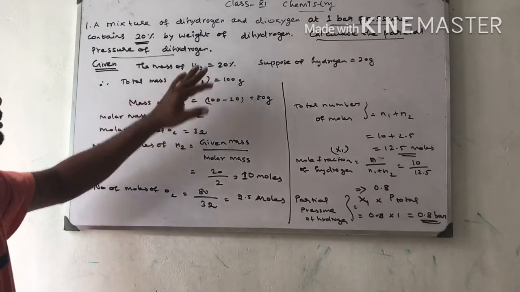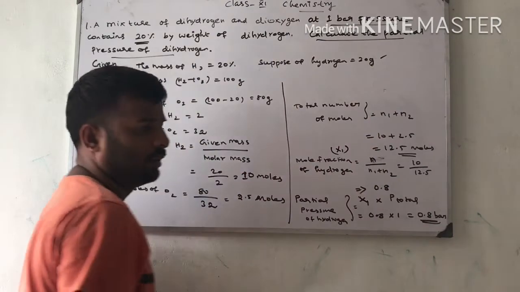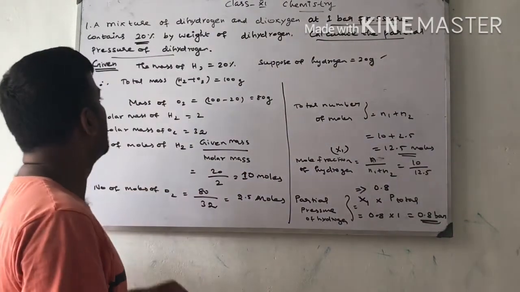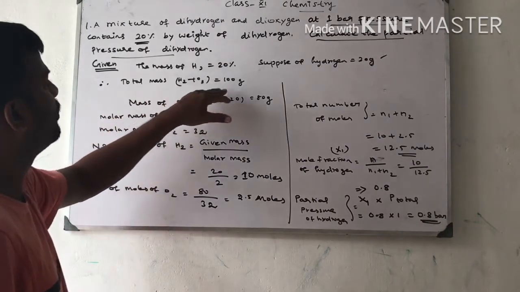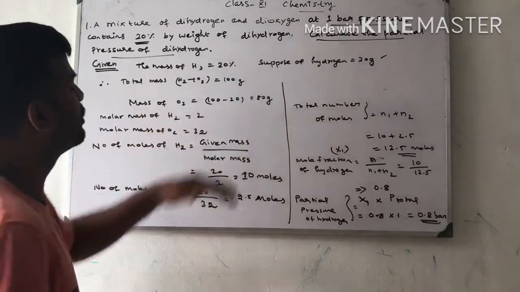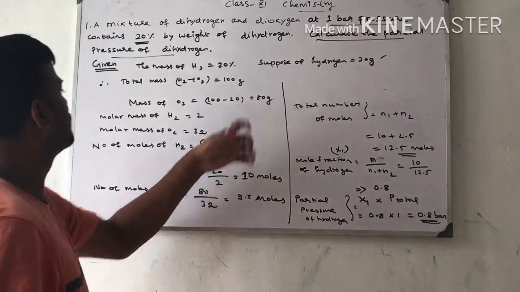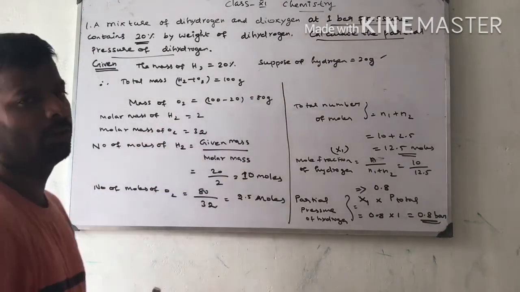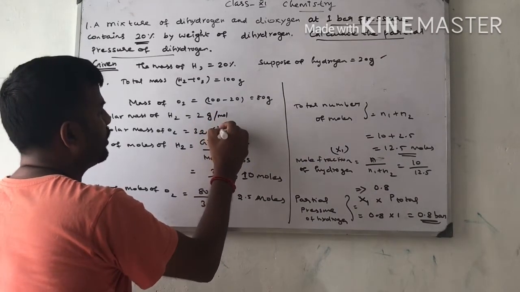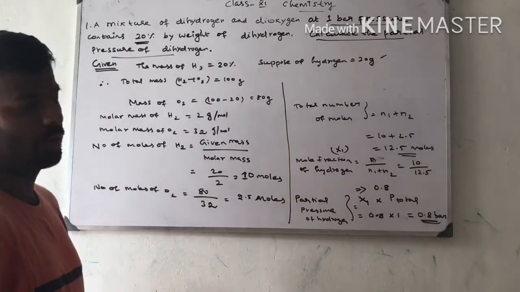Given the mass of hydrogen is 20%. Suppose hydrogen is equal to 20 gram, because 20% means out of 100, 20 grams. Here total mass is hydrogen plus oxygen, equal to 100 gram. So mass of oxygen is 100 minus 20, equal to 80 gram. Molar mass of hydrogen we know is 2 gram per mole. Molar mass of oxygen is 32 gram per mole.